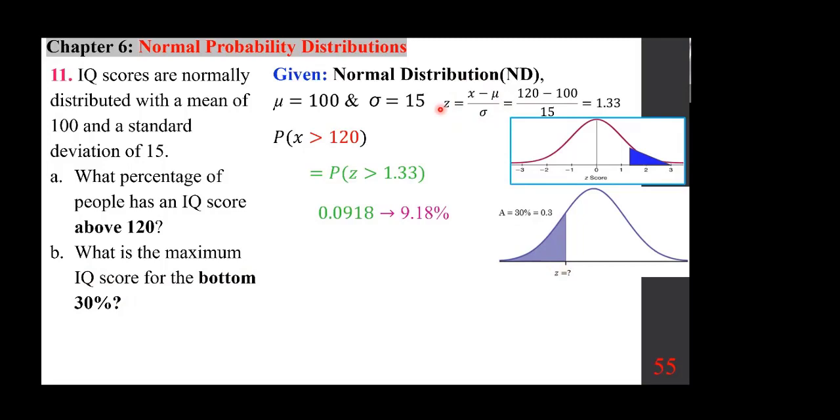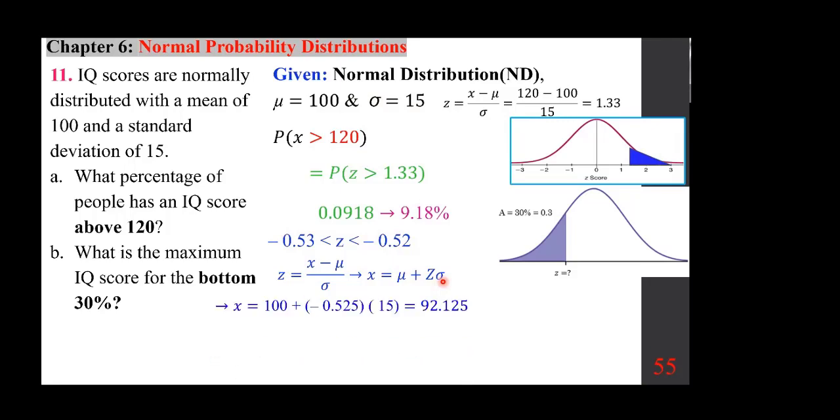In essence, you can find z, then replace the x and mu, and find x with the cross product. That's the concept. Looking up the table or technology will result in a number between the two. If you do the cross product here, x becomes mu plus z times sigma. So x is mu plus z, where you find a number in between, times sigma of 15, and you do the math. So the maximum IQ score is about 92, roughly 92.125.